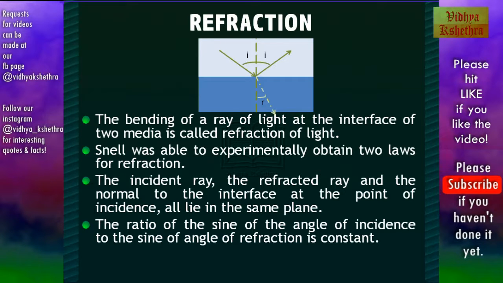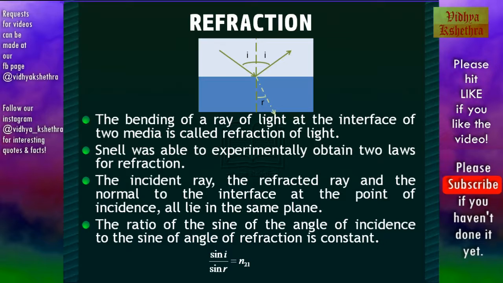The ratio of the sine of the angle of incidence to the sine of the angle of refraction is constant, which is the second statement, which means sin i by sin r is equal to a constant, which is n21, the refractive index of medium 2 with respect to medium 1.